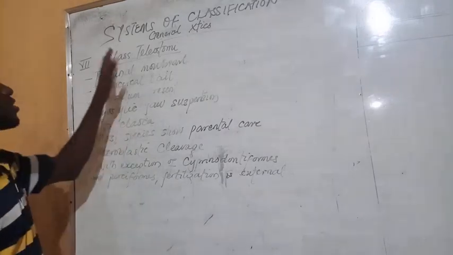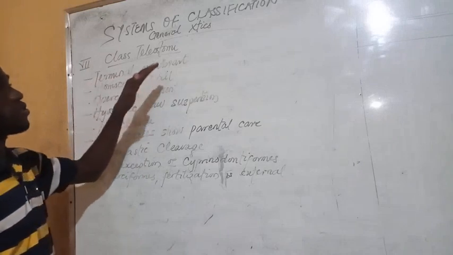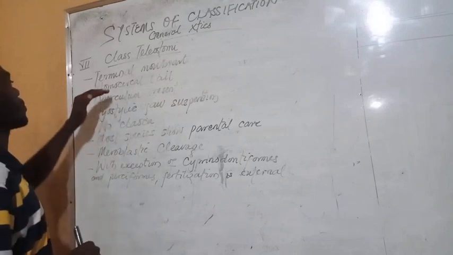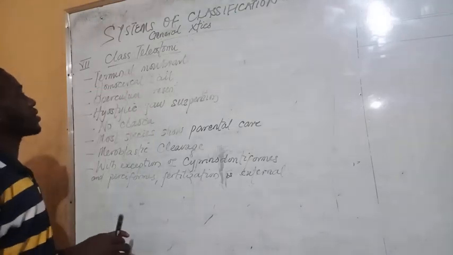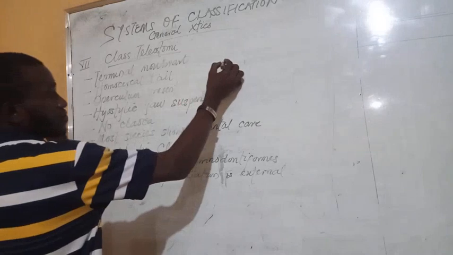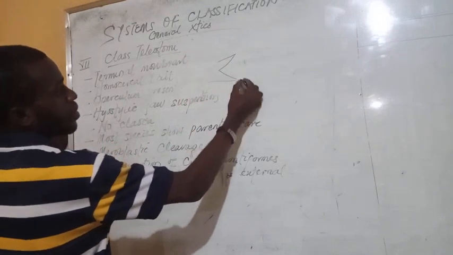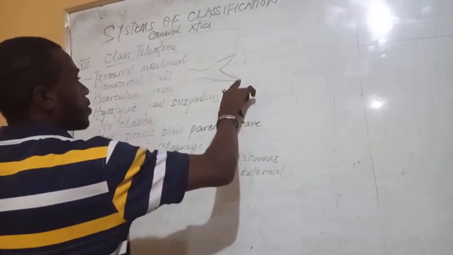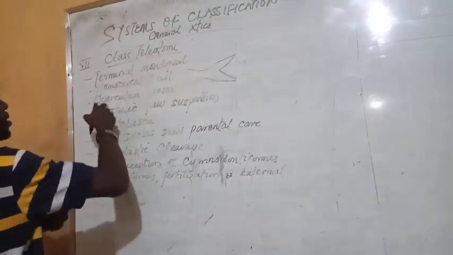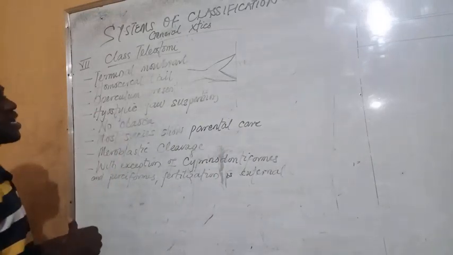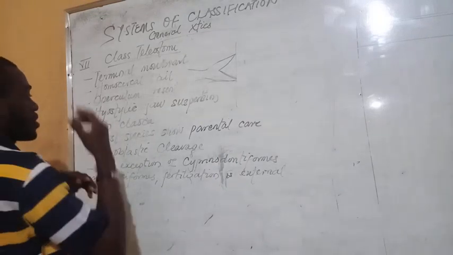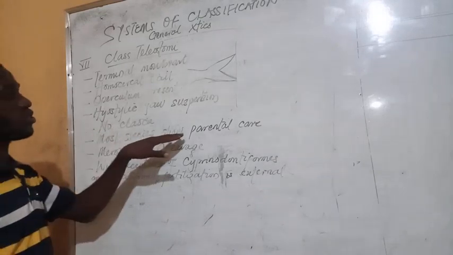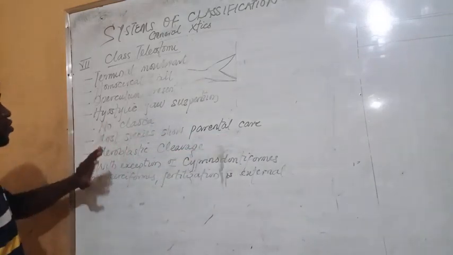Alright, and the last, which is the class Teleostomi, they have terminal mouth parts, that is, their mouth is directly in front of the body. Then they have homocercal tail. Homocercal tail means the tail is forked and the elongation is the same on both ends. Then operculum is present. They have hyostylic jaw suspension, that is, the jaw is not directly connected with the skull. Then there is no cloaca, and most species show parental care.